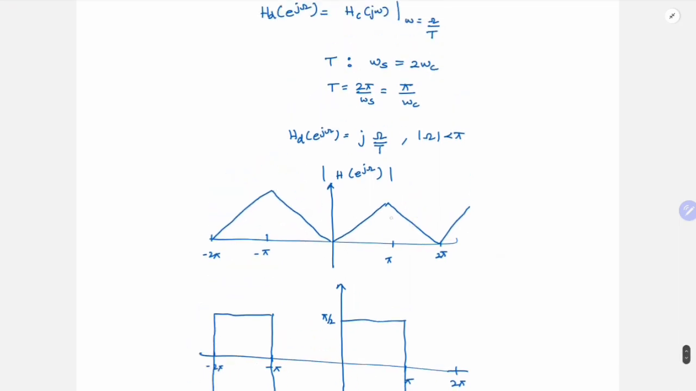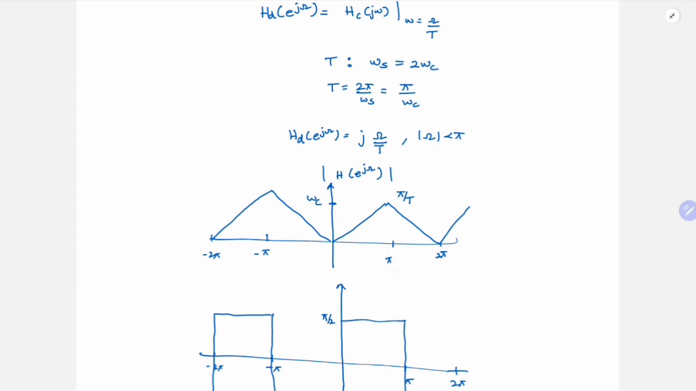Again here, what amplitude should I consider? At π it will be π/T, right? Which is nothing but my ωc. ωc is π/T. I can write ωc here.